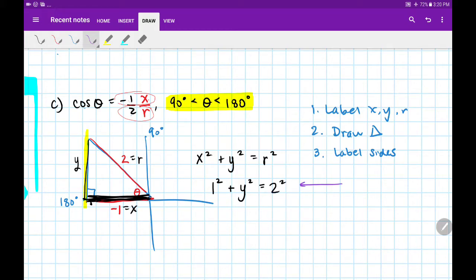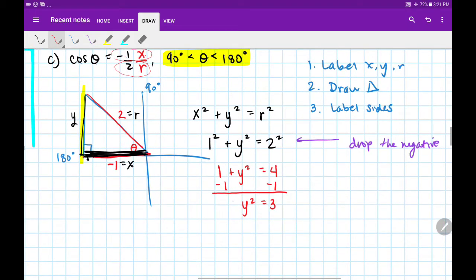So when we're using the Pythagorean theorem, it's okay to drop the negative. If you think about it, -1 squared is going to become +1 anyway. Anytime you square, the negative turns positive, so don't worry about even using it. Just drop the negative. Next step. 1 squared is 1 plus y squared equals 4. I'm trying to get y by itself, so a -1 on both sides. I get y squared equal to 3. And in the last step, I need to square root both sides. So y equals the square root of 3.